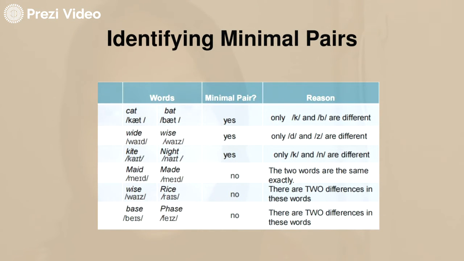Now, identifying minimal pairs. For the words cat and pet, is it a minimal pair? Yes, because only k and p are different. And white and wise, is it a minimal pair? Yes, because only d and z are different. You can only see it here. I will go to the next slide.